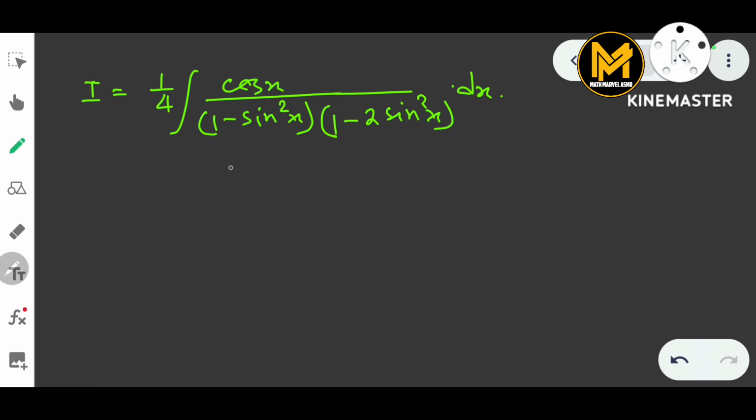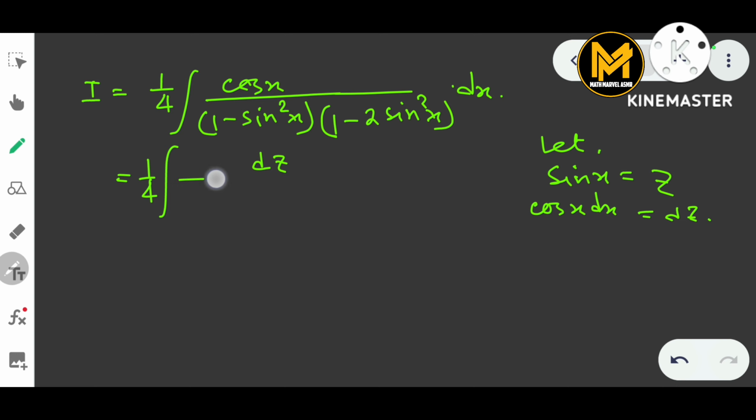Now let sin x be equal to z. So you will get cos x dx is equal to dz. Then it will be 1 by 4 integration of dz divided by 1 minus z square into 1 minus 2z square. Now we have to solve this integration using the partial fraction method.